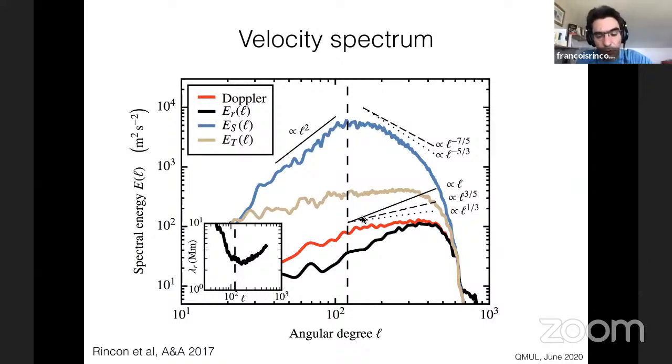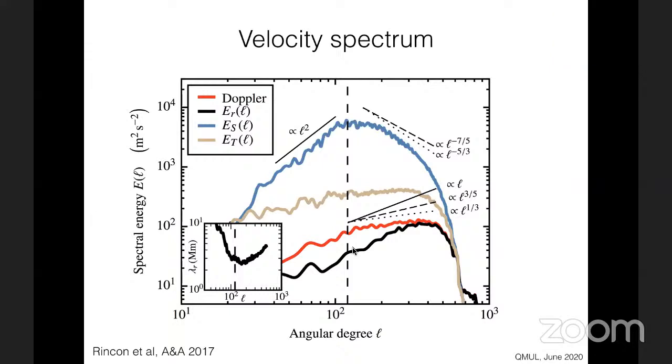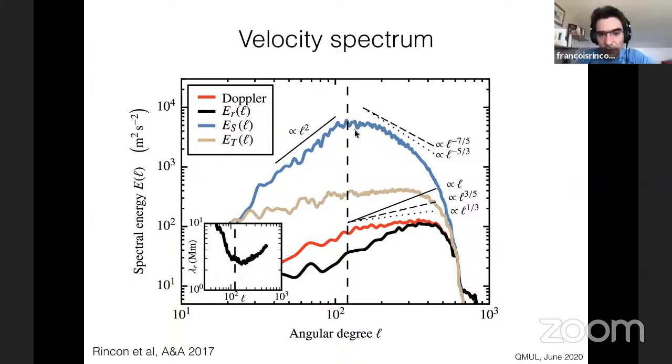And the red one is what you would get if you just take the spectrum of the Doppler signal, which is actually a mix of the horizontal and vertical component because of projection effects on the surface. So these are the main quantitative results that we can get with this observation. This is the spectrum. And what this spectrum tells us first is that there is clearly a peak of injection of energy, what you would traditionally associate with the injection scale in a turbulent flow, at the scale of supergranulation.